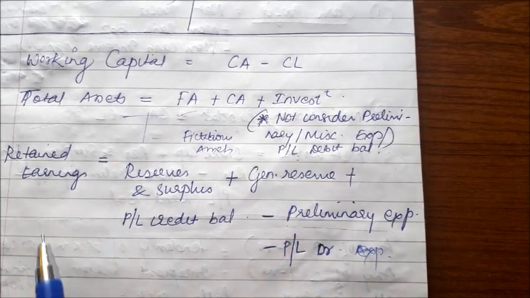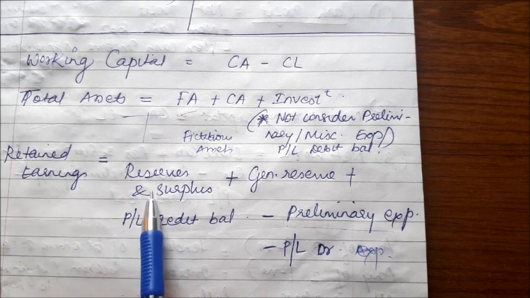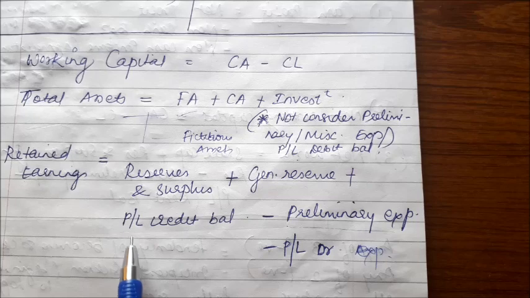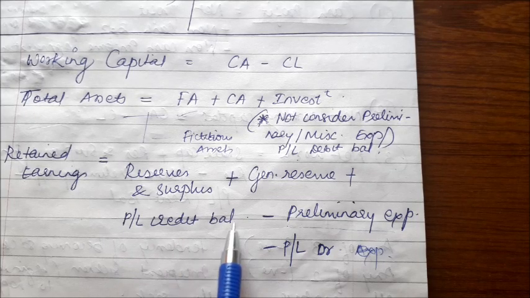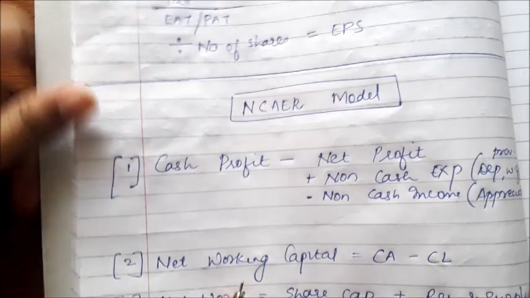But in retained earnings, what are retained earnings? Retained earnings are the profit after paying off all the expenses and liabilities, the profit of the company retained throughout all its previous years. So it includes all the reserves, surplus, general reserve, profit and loss credit balance, minus preliminary expenses, minus P&L debit balance.